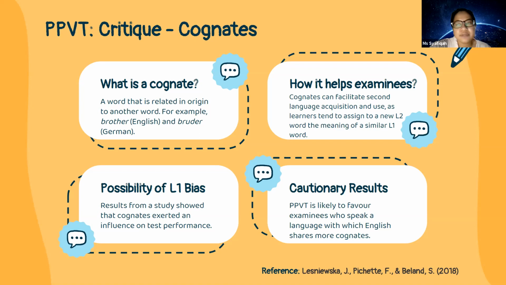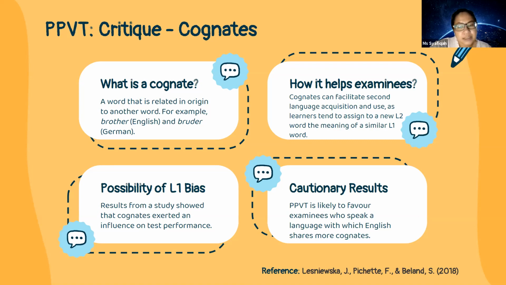Cognates can facilitate second language acquisition and use. Learners will tend to assign the meaning of the new second language word that's similar to the meaning of their first language word. So this means there's actually a possibility of bias.